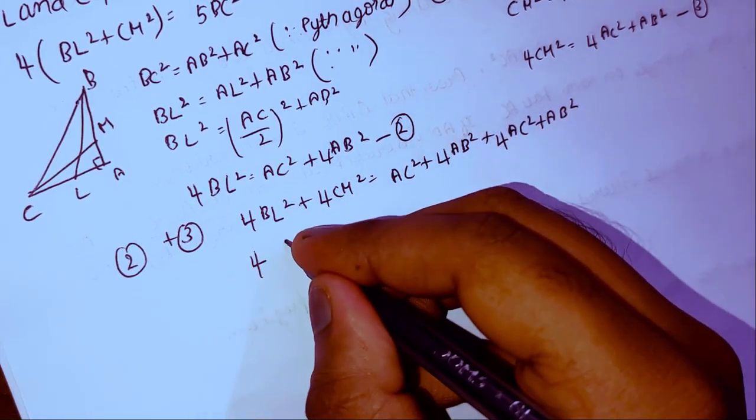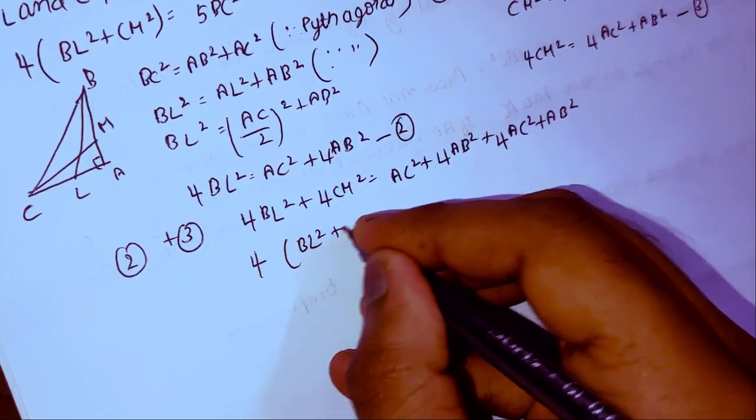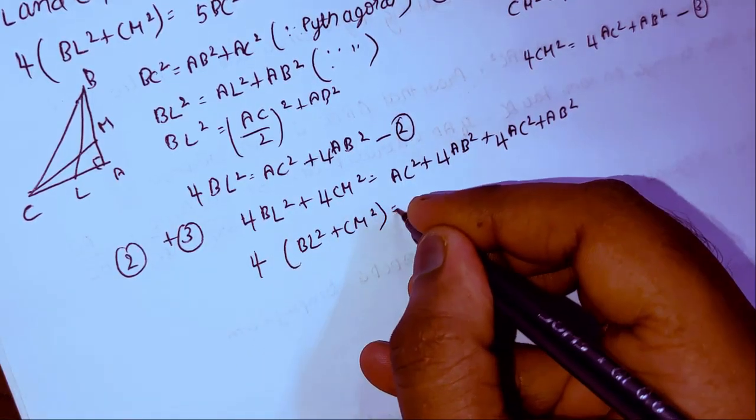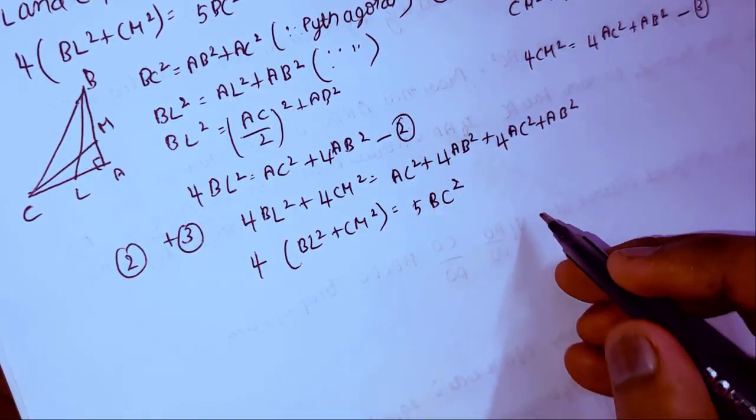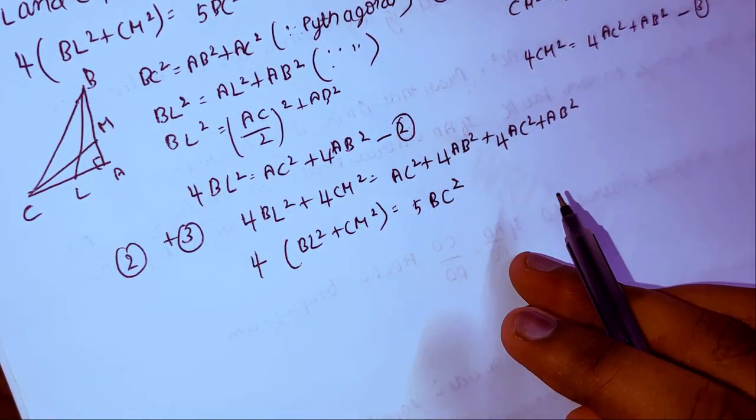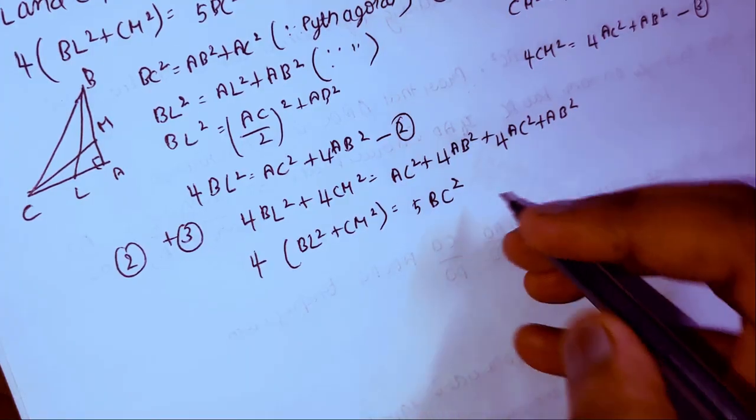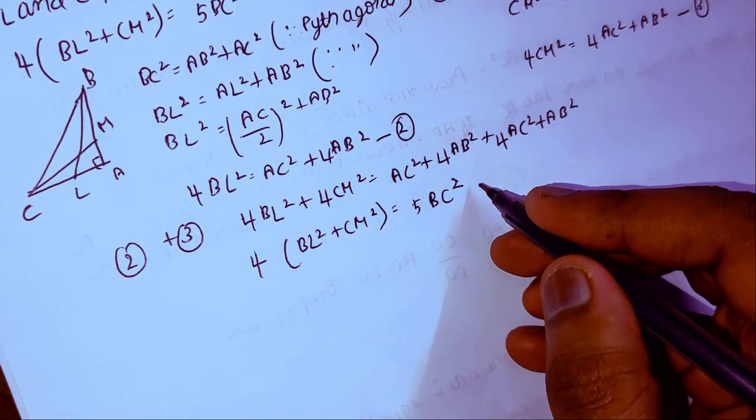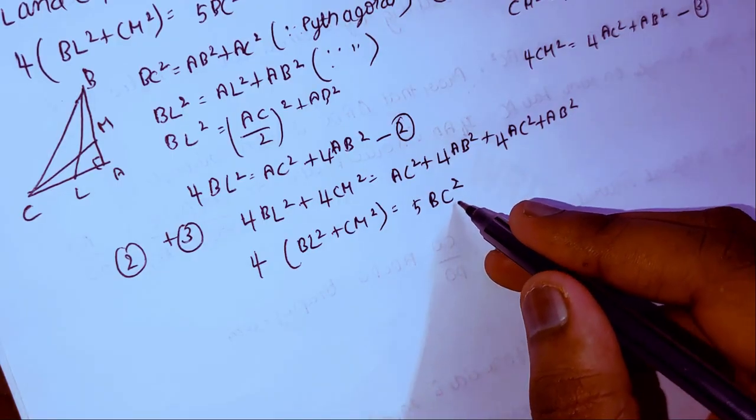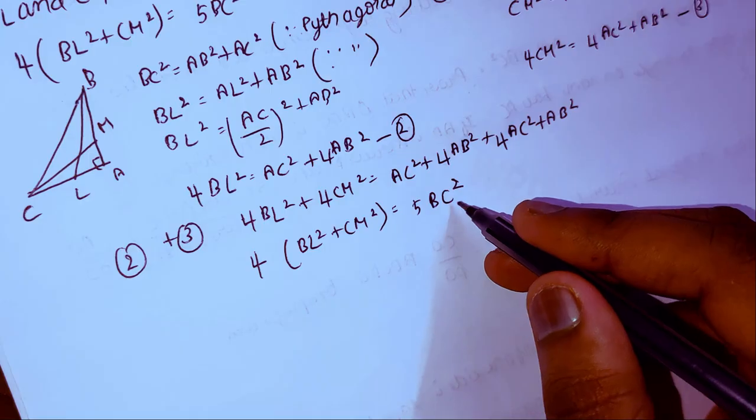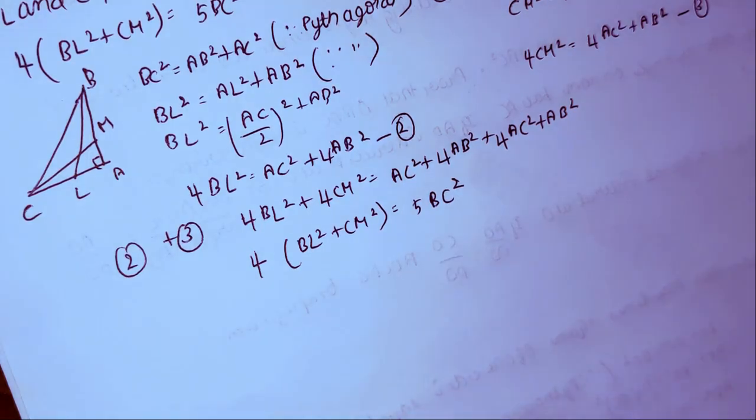Take 4 as common. 4 into BL square plus CM square is equal to 5BC square. AB square plus AC square you will get when you take 5 as common on this side. That AC square plus AB square is nothing but BC square. This is from equation 1, that is Pythagoras theorem.